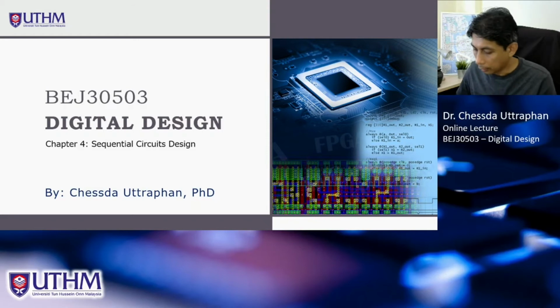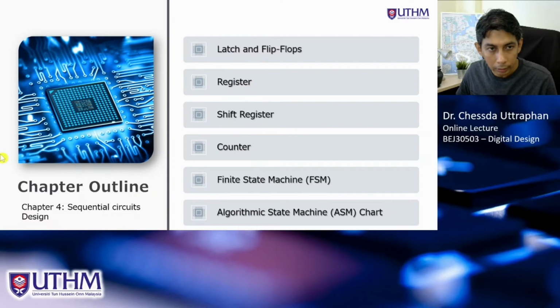So today we will continue what we have learned before the break. This is chapter 4. In chapter 4, you have been introduced to latch and flip-flops already, the register, the shift register, the counter, and today we will look at the finite state machine, or in short FSM. And also we will look at what is called an ASM, or algorithmic state machine, which is actually a state machine also, but in the form of a flow chart.